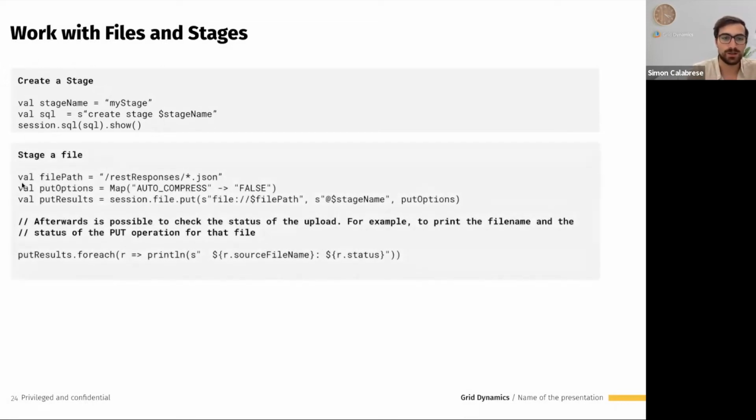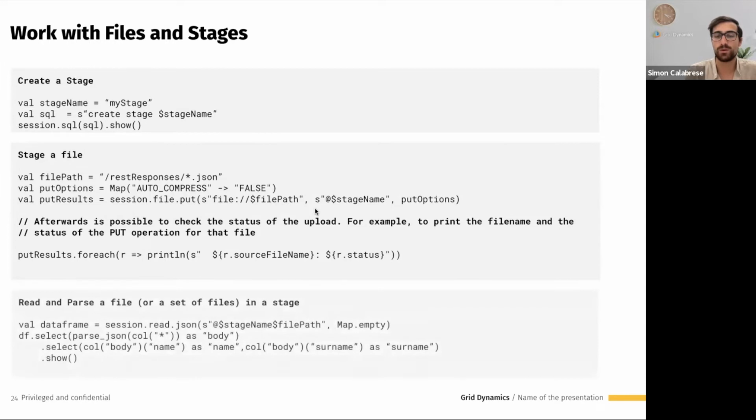Here is how we stage the file. So let's say that we have the file on our file system. In this case, a simple put file, giving where the file is located in our local file system, and where we want to put it, using some options. For example, compress, not compress, and so on. And at the end, you get the result of it.